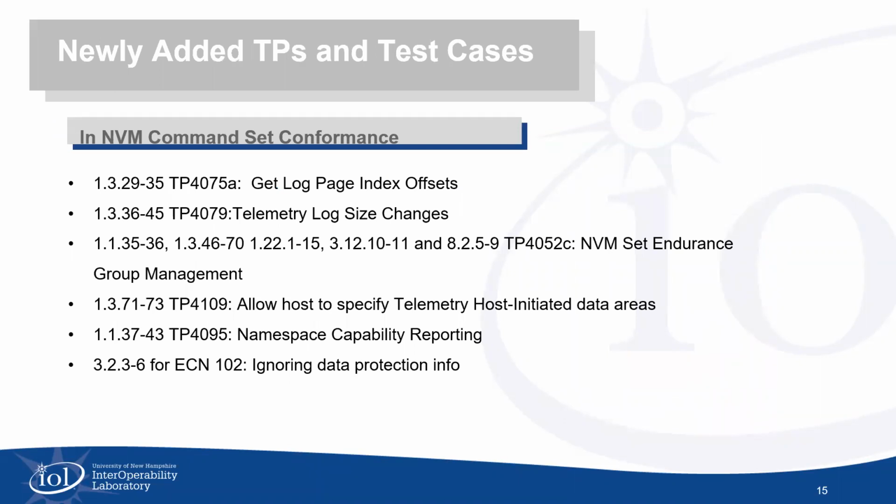We also, with this release, added a bunch of new TPs and some ECNs. So for the NVM command set, between all of the TPs and ECNs, we added almost 100 tests. For NVMe, we added some that went over the get log page with lower offset and upper offset differential. We went over some new telemetry log size changes, so we went over the log page data area 4 or ETDAS.